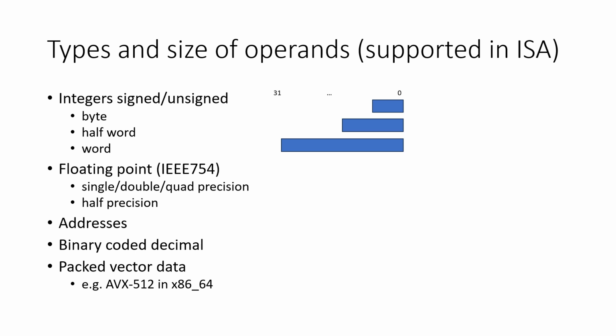Back, let us continue our journey about instruction set architectures. Another aspect of ISA design is to choose what kind of data types to support directly. Almost all ISAs support different sizes of integers.